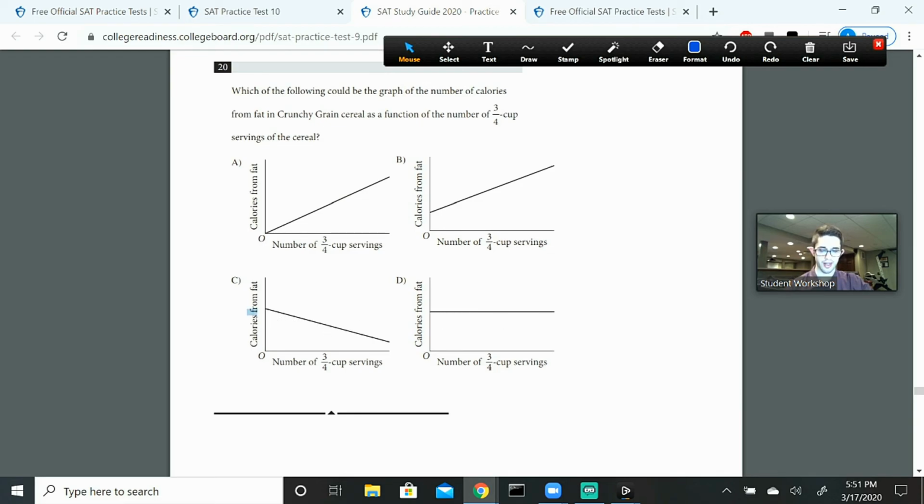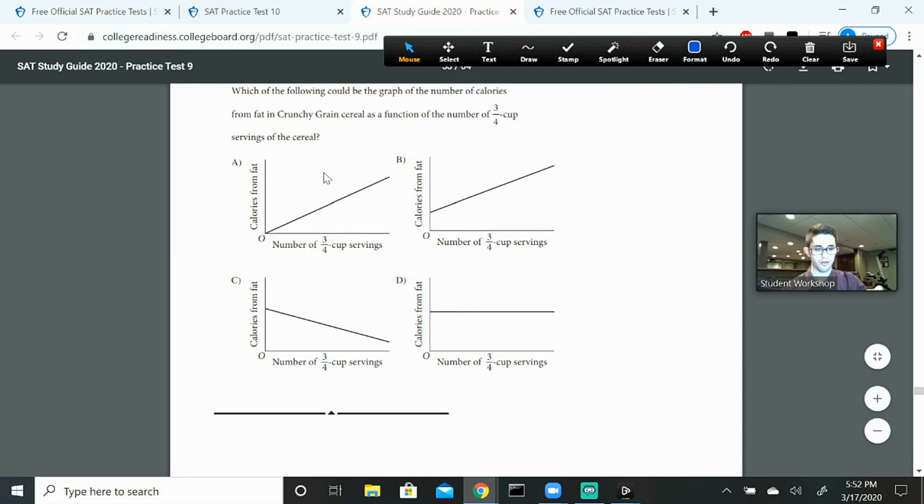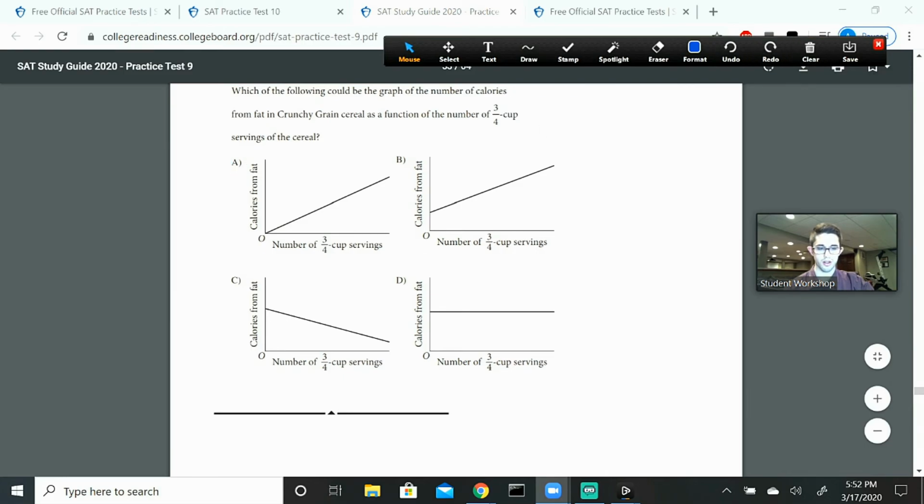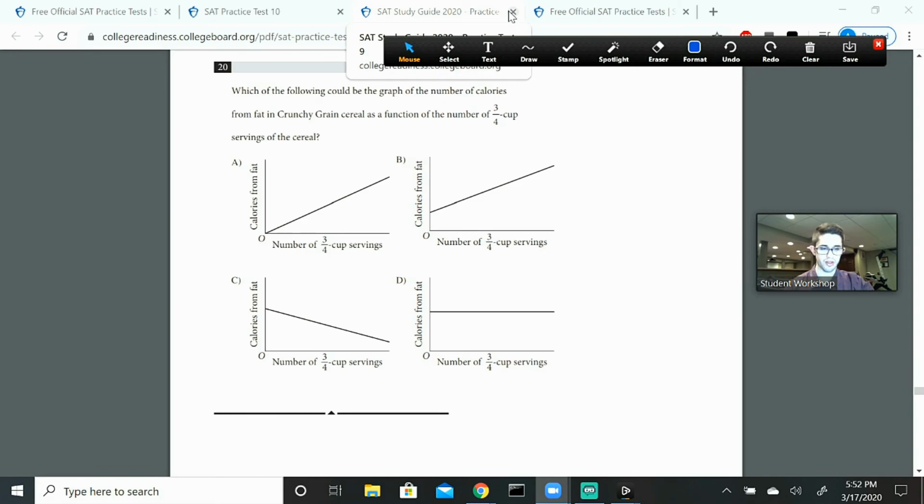It's also definitely not going to get less the more cups you have. So the question is it A or B? Now if you have 0 3/4 cup servings, you're also not going to get any fat or calories from fat from eating 0. So we should start at the origin, 0, 0, and this one is going to be A. So that's a little bit of just graph analysis. Not too difficult, but I wanted to finish out the full set.